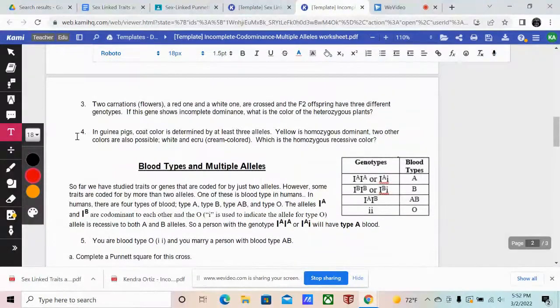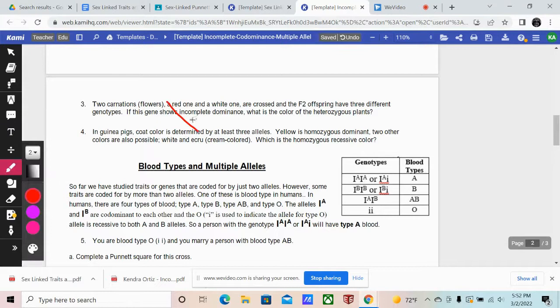And now on, and you know what? Scratch these out. I don't like those questions anyway. They're silly. All right, let's go on to blood types.